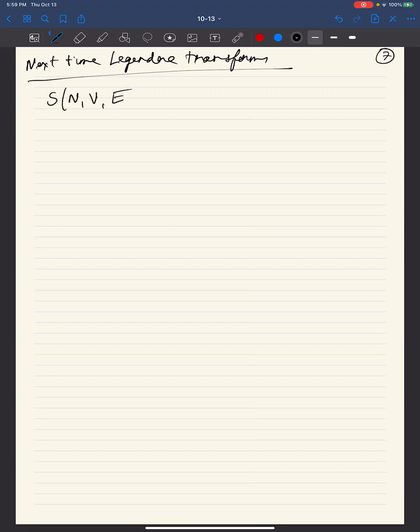So next time we will do Legendre transforms, and that is in class. We'll start Legendre transforms. It'll take 1 or 2 classes. So the idea there is, the two fundamental relations that we wrote down are S of N, V, E and E of N, V, S, right? And we showed that we could derive other fundamental relations by thinking about spontaneity. So in a sense, this is not needed. You can be fine in thermodynamics without knowing Legendre transforms.